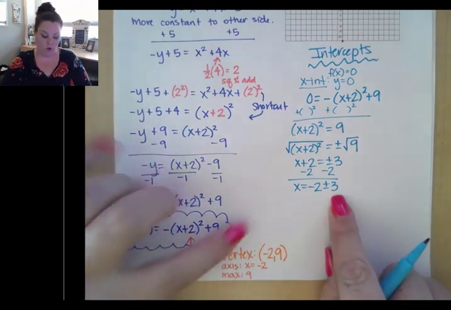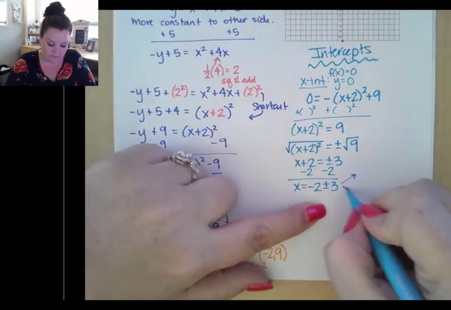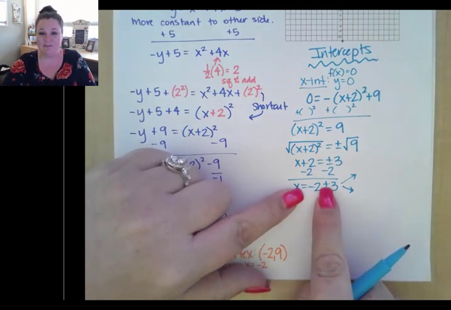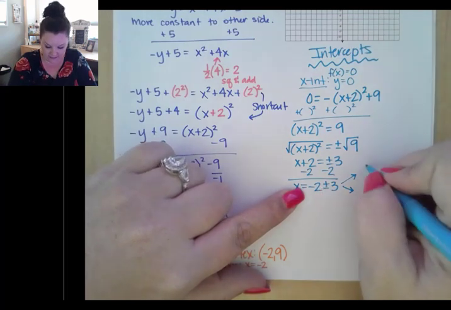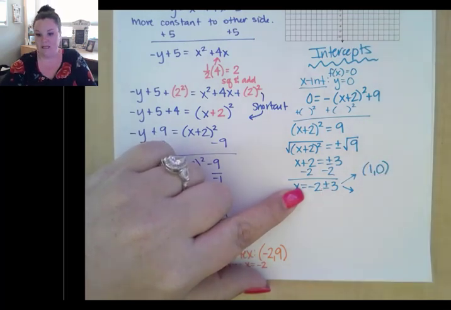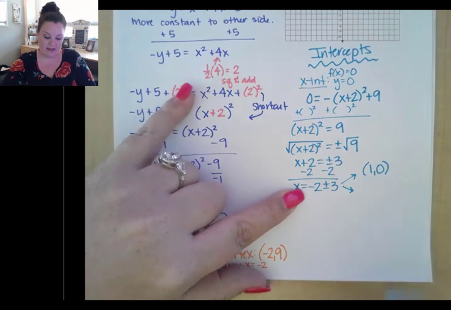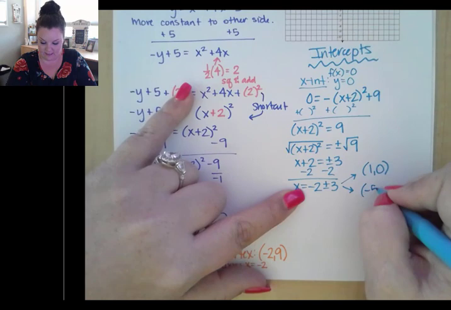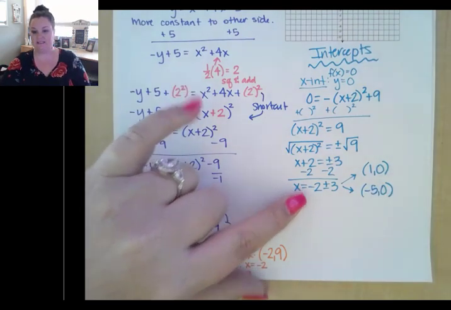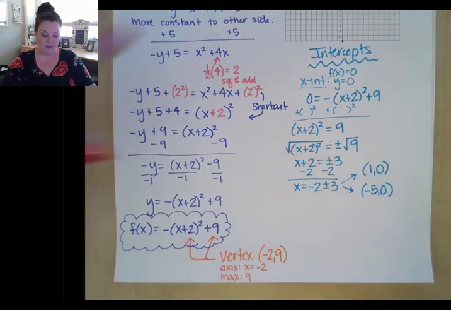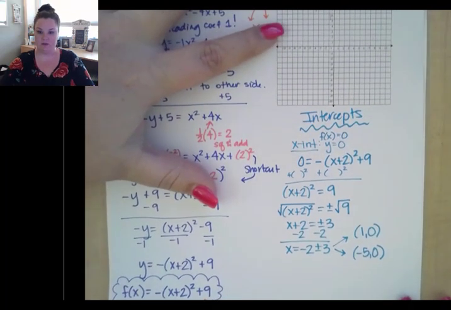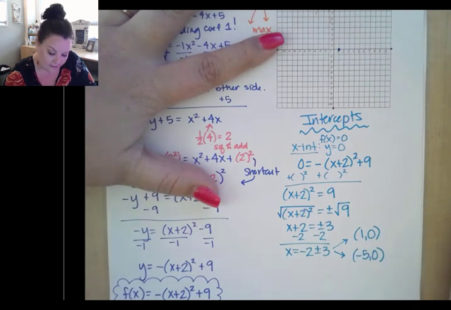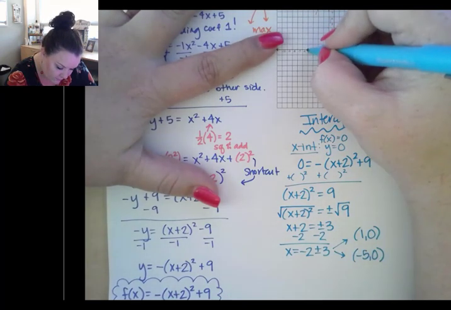So I'm going to go ahead and work out what I would get for both of these. If I do negative 2 plus 3, that's going to leave me with a 1, right? So that's going to give me the x-intercept 1, 0. Okay? And then if I do negative 2 minus 3, that's going to give me negative 5. So that would be an x-intercept of negative 5, 0. So I'm going to go ahead and just move my picture back up so I can mark my intercepts. So I'm going to have one at positive 1, and I'm going to have one at negative 5.